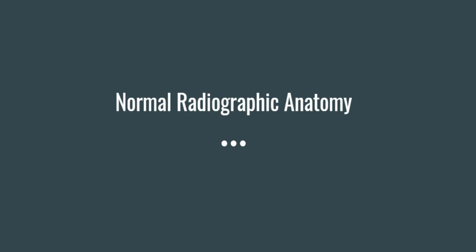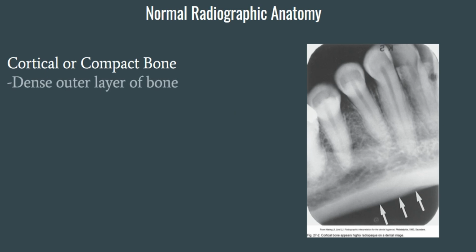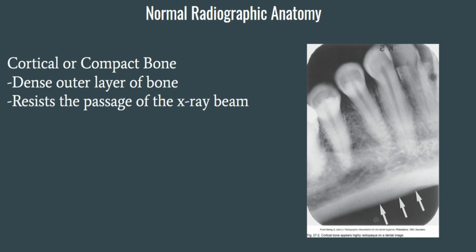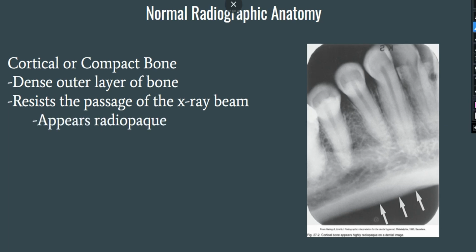But first, we should start with the bone. There are two types of bone that you can see on a radiograph, and the first type is called cortical bone or compact bone, and this is the dense outer layer of bone. It is able to resist the passage of the X-ray beam, so it's going to be radiopaque on the radiograph. And right here where these arrows are pointing, this is going to be your cortical bone.